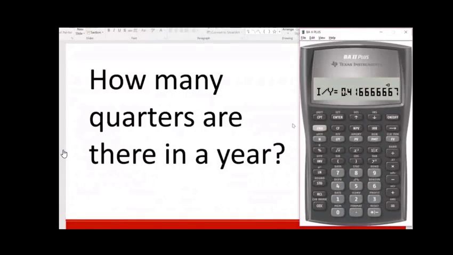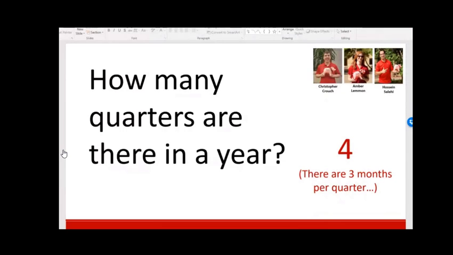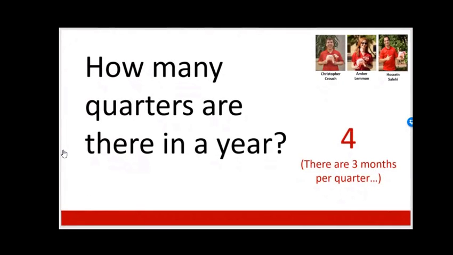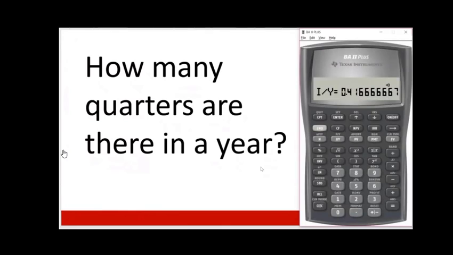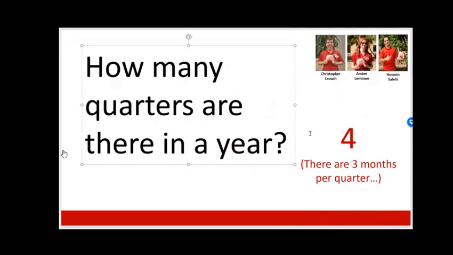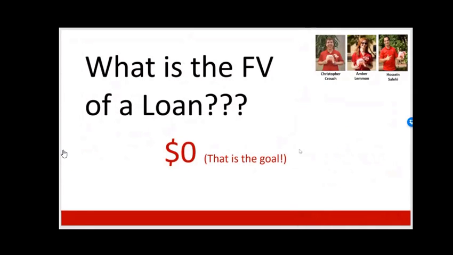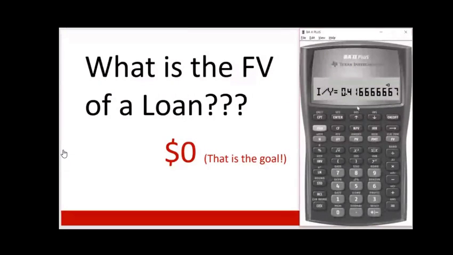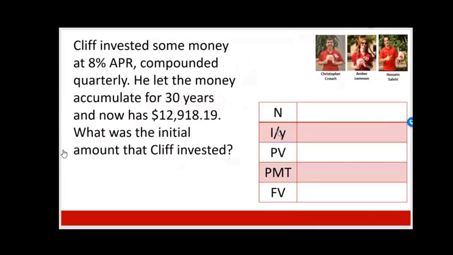Alright, so next question is asking how many quarters are there in a year? How many? 4. And of course, there are only 3 months in a quarter. Okay. Good. Alright. So what's the future value of a loan? Of course, it's 0 because you want to pay your loan off. And next question.